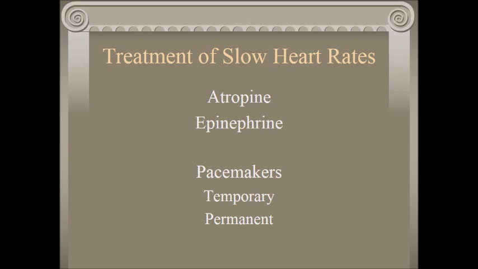Pacemakers can also be used for the treatment of slow heart rates. They are in the classes of temporary and permanent. In general, all pacemakers have two components, an electronic pulse generator and pacemaker electrodes. The generator determines the rate and the strength or output of the electrical impulse going to the heart.